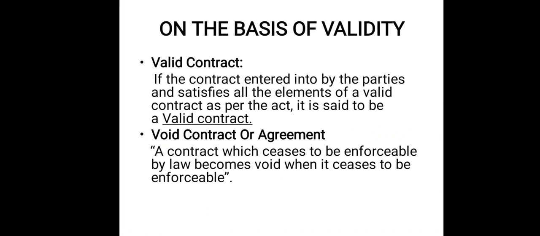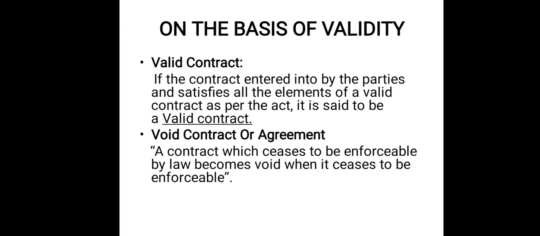First, on the basis of validity. We know everybody, valid means exist. So a valid contract: if the contract entered into by the parties satisfies all the elements of a valid contract as per the Act, it is said to be a valid contract. In this state, we can sell the product to the opposite person, and we will get the price at the same time, so the contract will be valid.